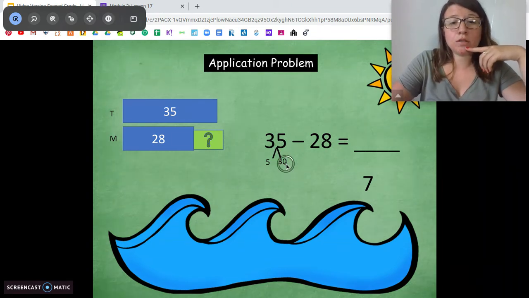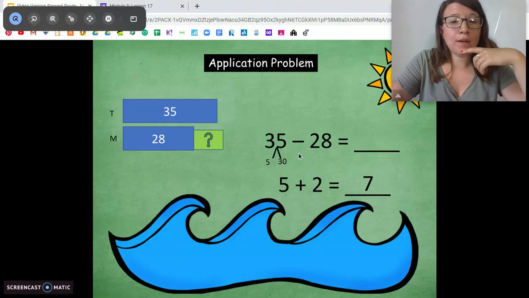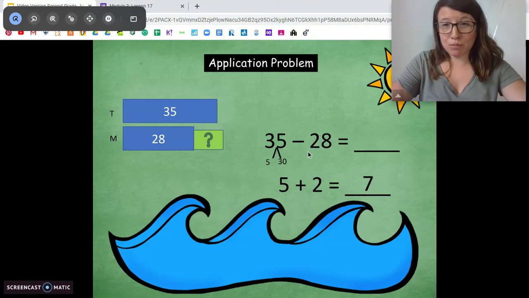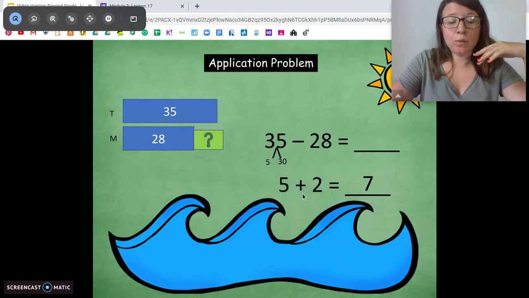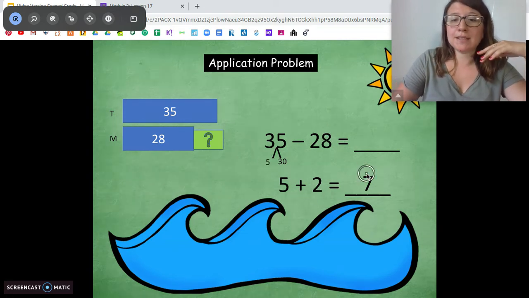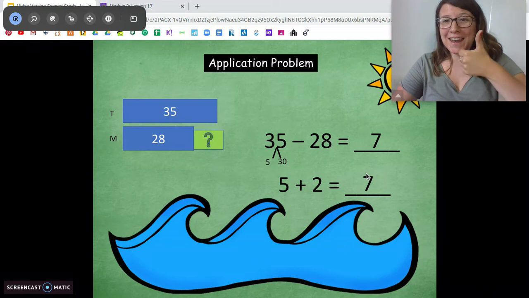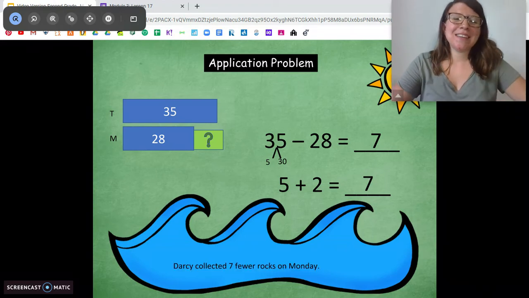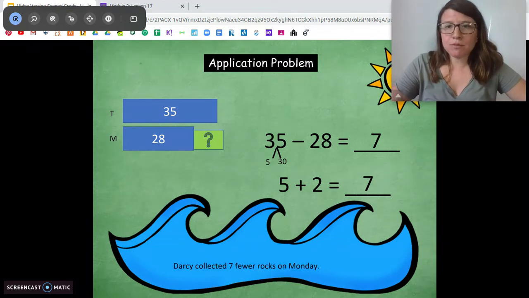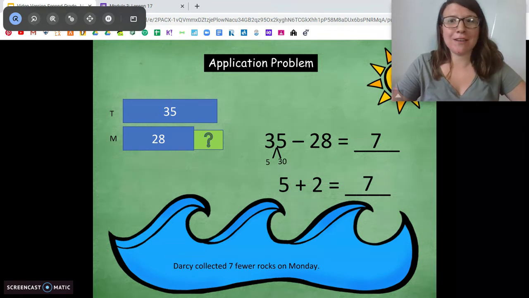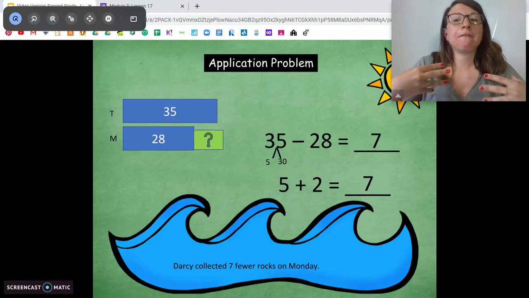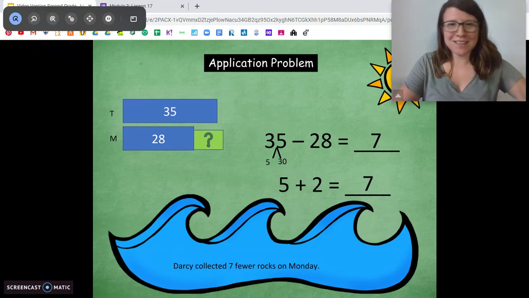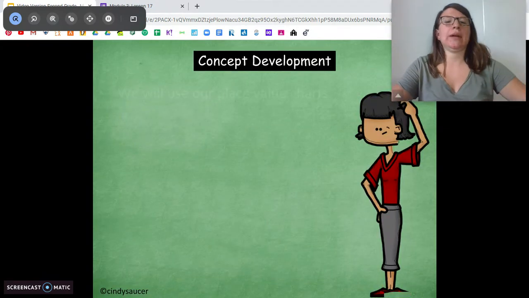We can decompose 35 and then we can take 30 minus 28. That's an easy problem for us to solve because we know our base 10 facts. 30 minus 28 is 2. Then we add in those extra 5 and we get 7. Thumbs up if you got that. Good work. So again, with our word problems, we don't just want to say 7. We want to say 7 what? Darcy collected 7 fewer rocks on Monday. Awesome work. All right, let's get into it.